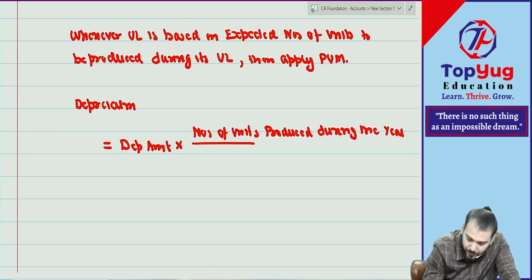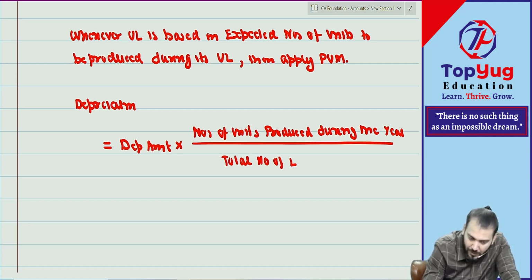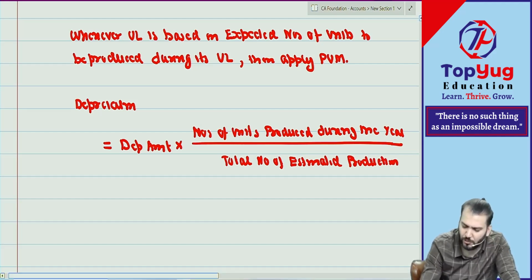Correct? Divided by what? Total number of estimated production. Understood? I'll give one question. You will do it on your own.